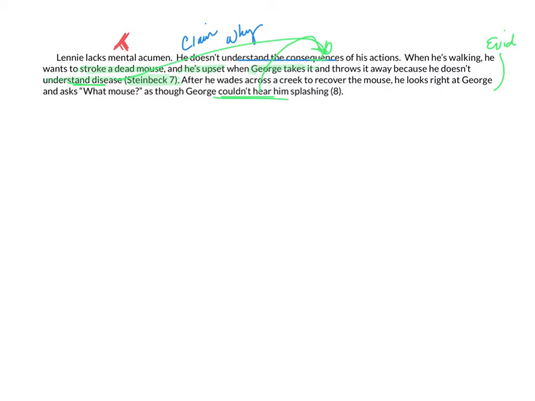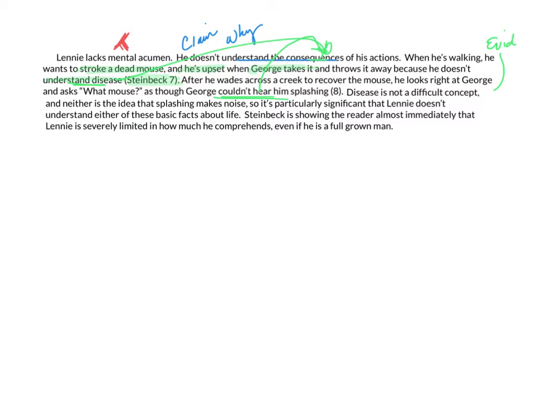Or I could use significance. I could say, look, it's significant that he doesn't understand disease, because that's a pretty basic type of understanding in the world, that it takes a child that's pretty young to not understand disease. And Lennie is a full-grown man. So any of those 3 types of commentary that we've used so far would all work very well here. So which one you choose to use is really a matter of personal preference.